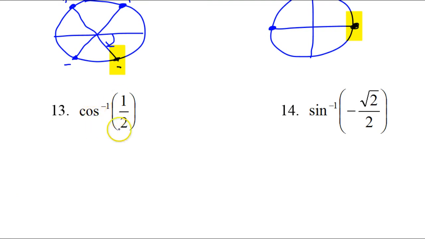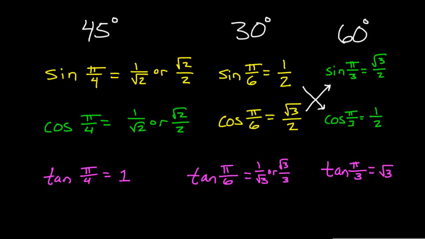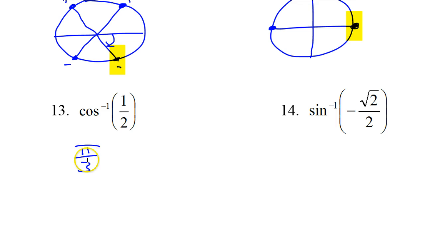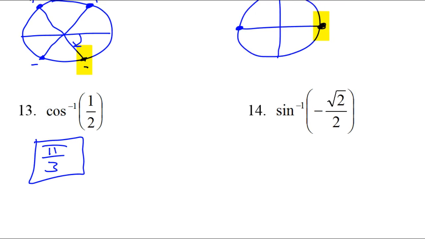Inverse cosine of 1/2. Inverse cosine is just an angle. So the cosine of what angle is 1/2? Well, that's going to be pi over 3. That's off the chart that we should have memorized. The cosine of pi over 3 is 1/2. So pi over 3 is the angle that we were looking for. And pi over 3 is within the range restriction for inverse cosine. So that's the answer, and we just simply move on.